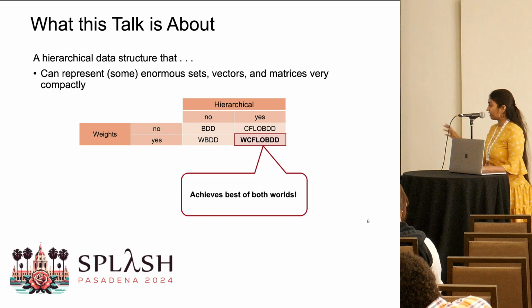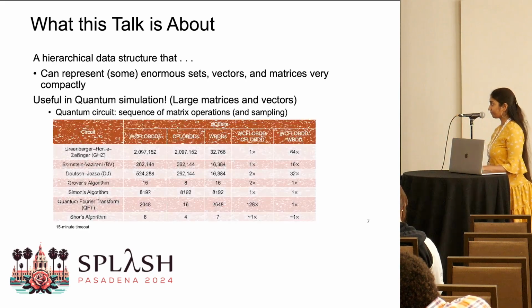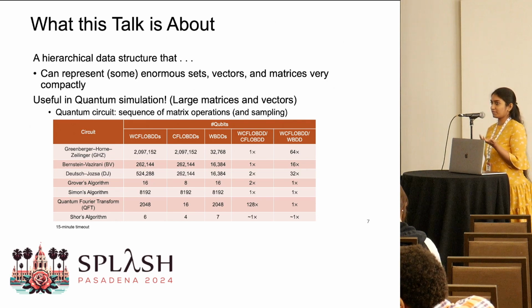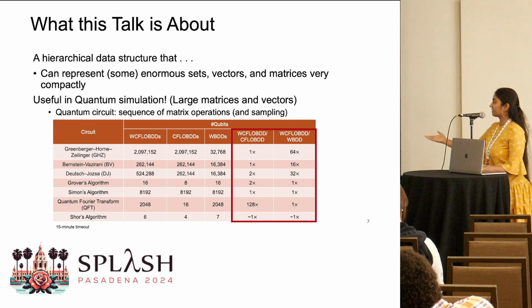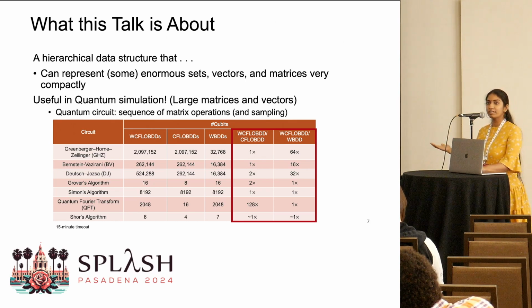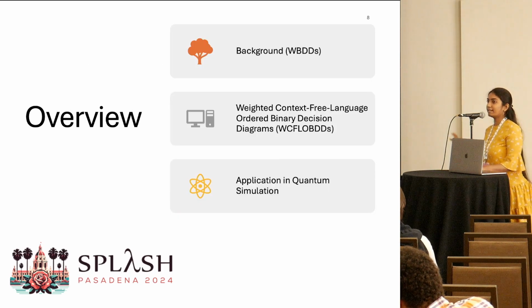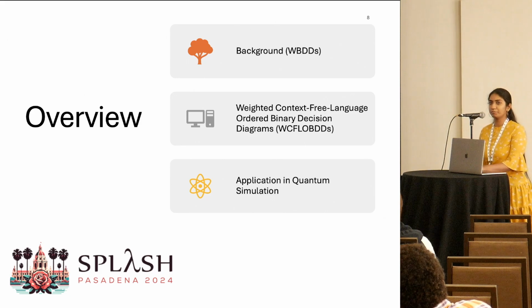We're going to talk about weighted CFLOBDDs, which achieve the best of both worlds. That is, it's good for representing large structures, and it's also good in cases where you have a large output set. So we use this to represent large vectors and matrices efficiently. This was particularly useful in the case of quantum simulation, where we observed that it really gives the best of both worlds. On these quantum benchmarks, weighted CFLOBDDs perform as well as weighted BDDs and CFLOBDDs. So we're going to talk about weighted BDDs, then weighted CFLOBDDs, and then the application to quantum simulation.